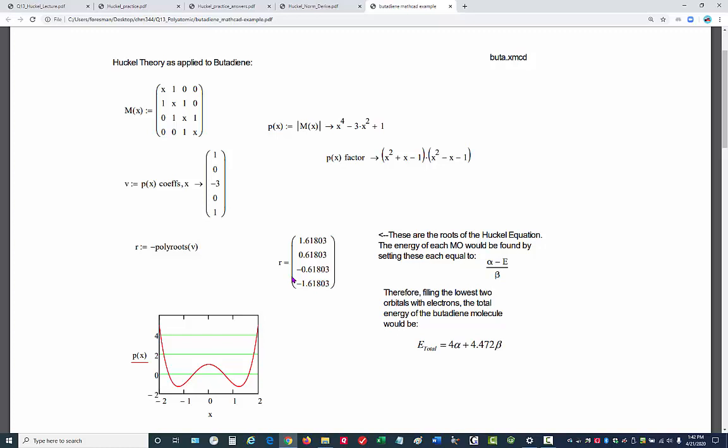Each MO would be found by setting these equal to alpha minus E over beta, so that the total energy would be 4 alpha plus 4.472 beta.